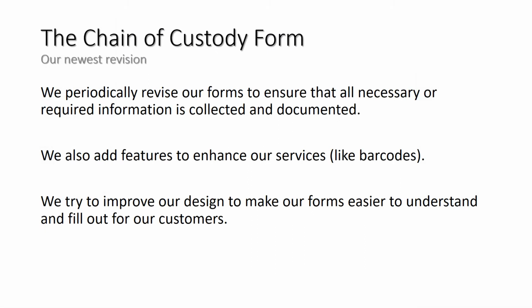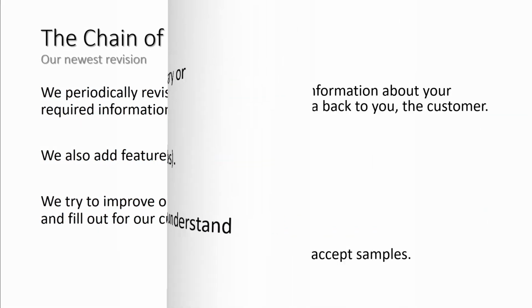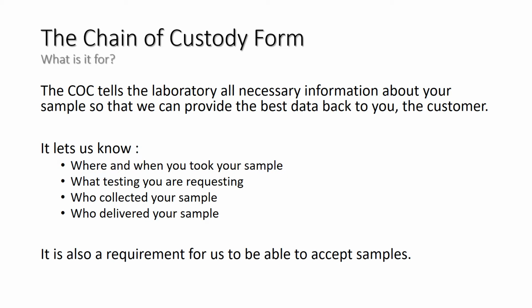Here are a few reasons that we have updated our previous form: to collect new required information, added features, and design improvements. The chain of custody is a required form for all samples submitted to the laboratory. It tells us necessary information about your sample so that we can process and analyze it properly. In order to accept your samples, we need the information on the form.